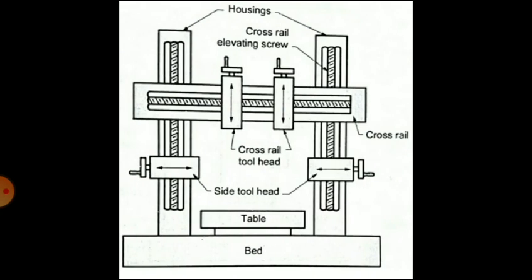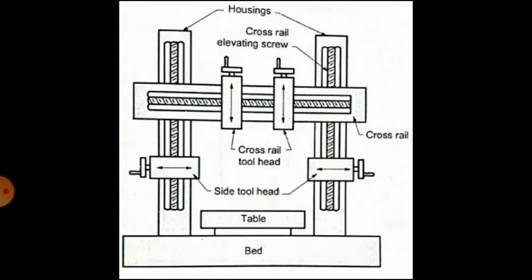So this is a planing machine. It is a double housing planer. The bottom part is called a bed. On the bed there are guideways that are provided for reciprocating the table. Then there are two columns. On the columns there are side tools that are mounted, two side tools on two columns.